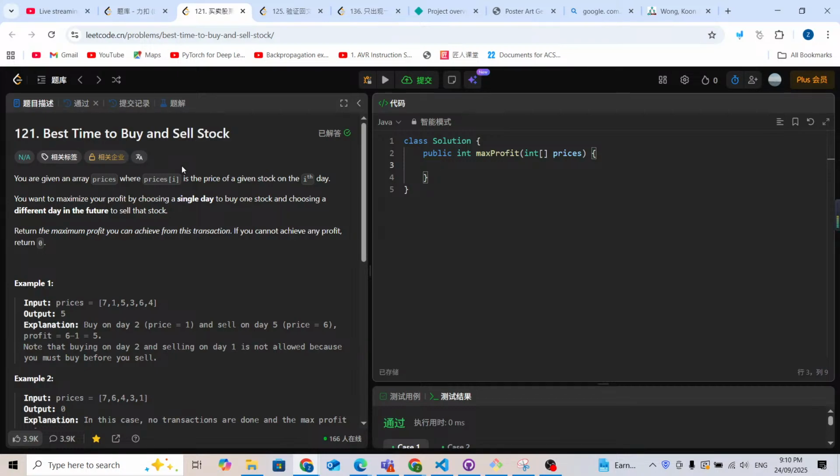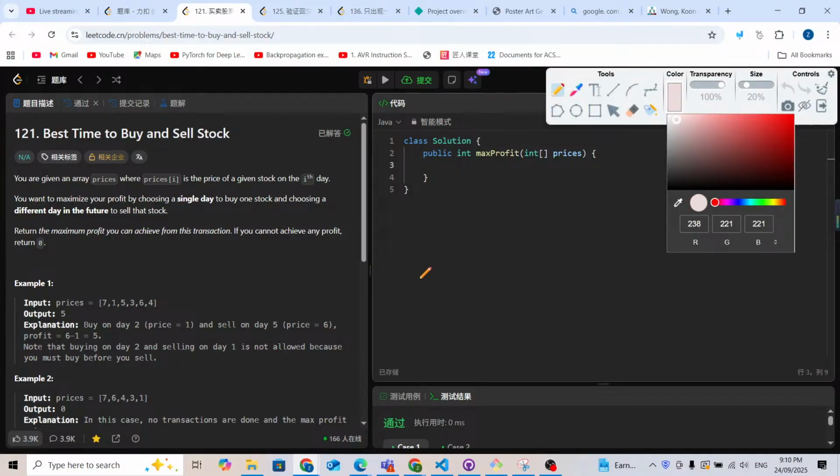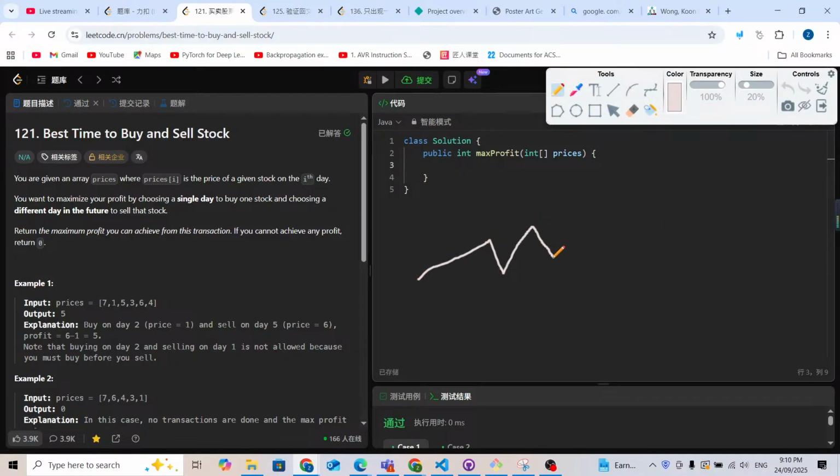Another LeetCode problem, 121, Best Time to Buy and Sell Stock. So the idea is, let me just make a drawing. This is a stock price curve, increasing and decreasing. We want to find the best time to buy and sell the stock.